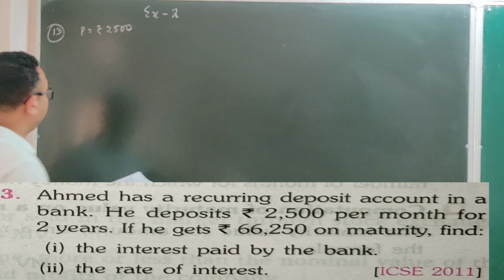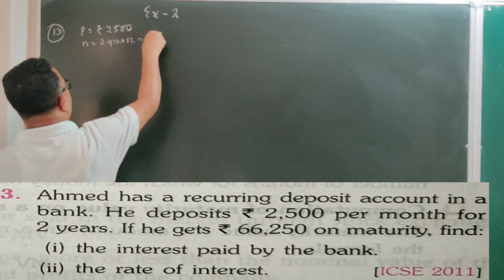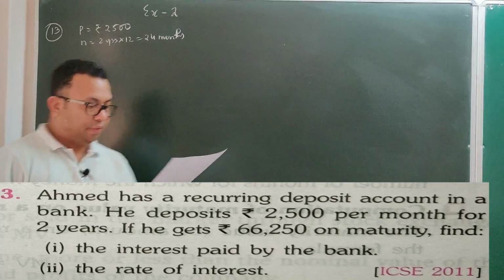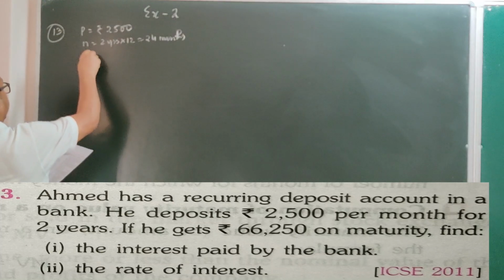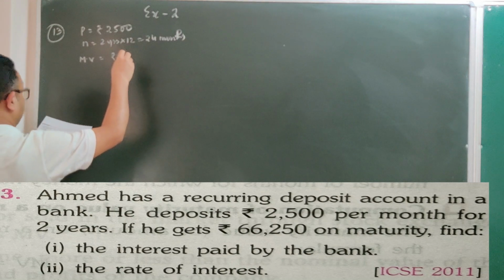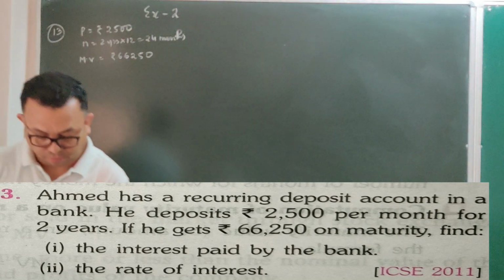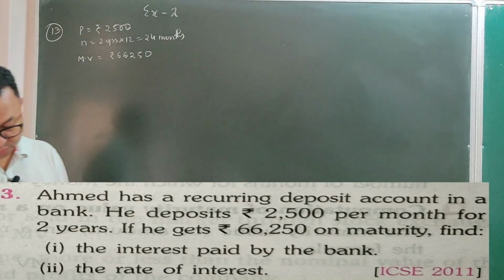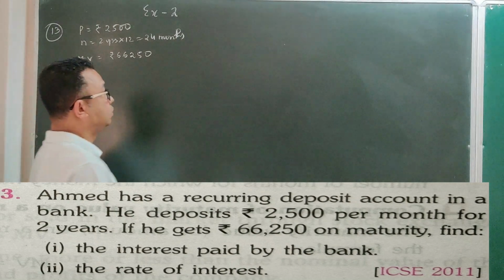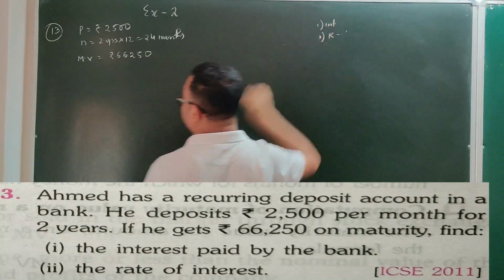Oh, almost every question I took, I think time is coming 2 years. 2 years into 12 is 24 months. If he gets rupees, so he is getting this much, maturity value is rupees 66,250. Find the interest paid by the bank, the first question, and the second question is telling you what is the rate of interest. Again, first question is interest and the second question is what is the rate.